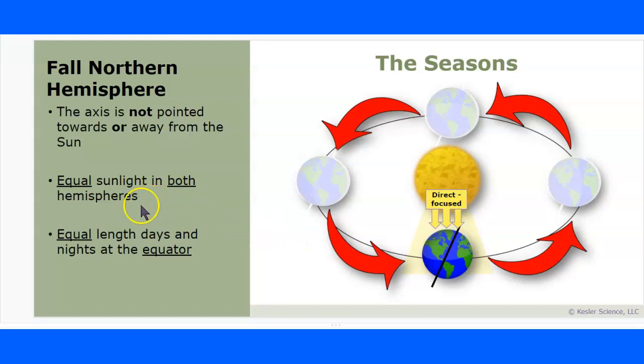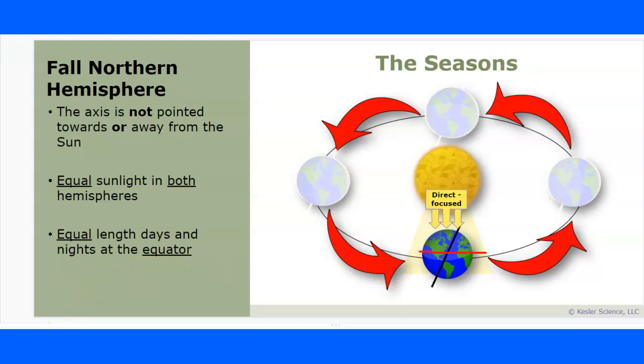So equal sunlight in both hemispheres, equal length days and nights at the equator. The equator is that imaginary line that divides the northern hemisphere from the southern hemisphere. And during the fall equinox, the Earth will have equal days and nights at the equator. So we are going to have equal day and night at the equator.